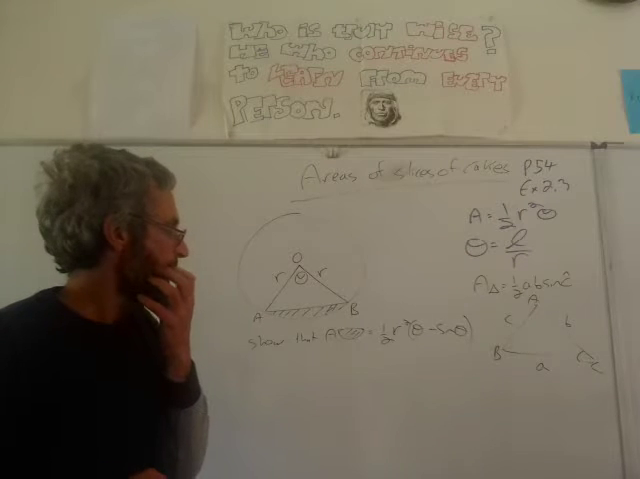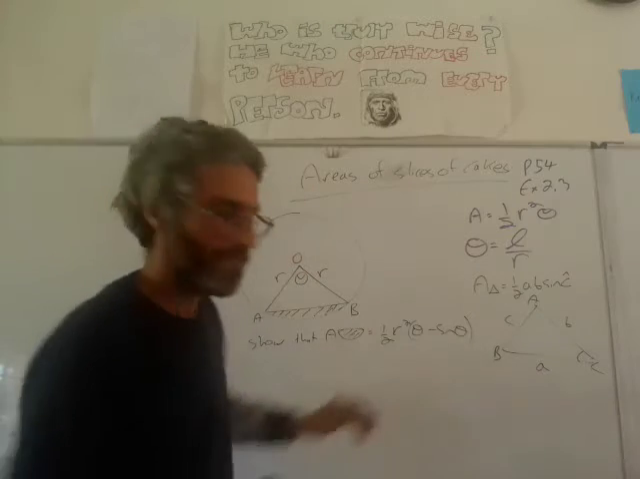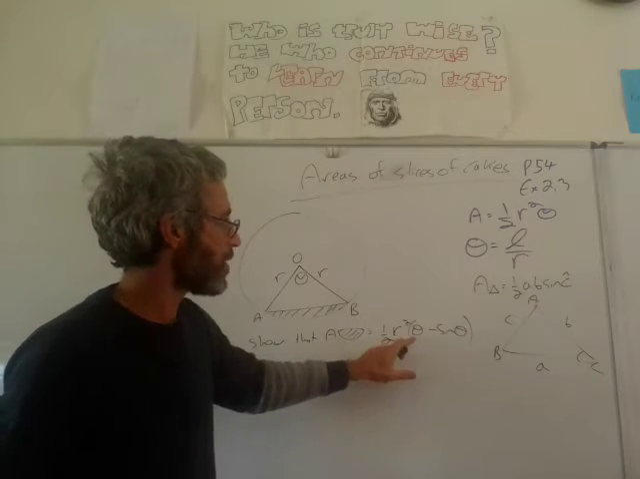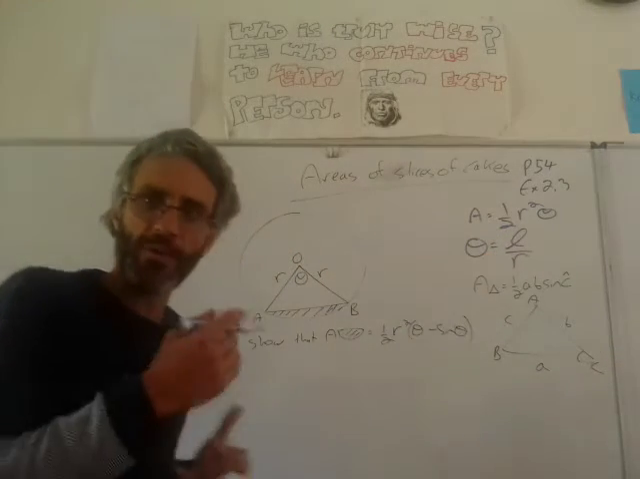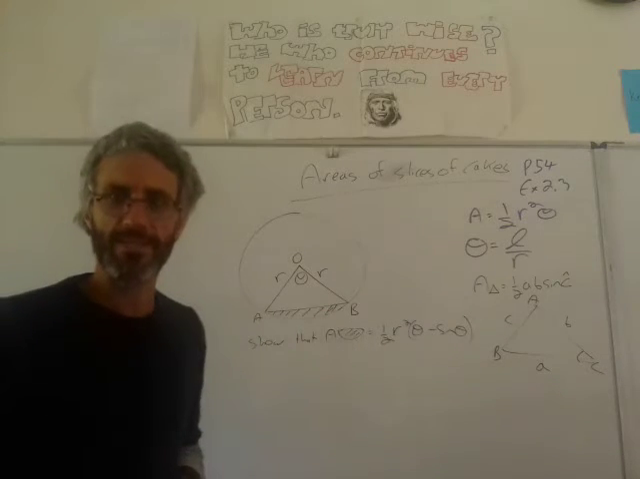Now, I can see that if I start opening these brackets, foiling them, I can see my half r squared theta. Half r squared theta. Okay? So it can put me in the right direction. How would I find the area of this watermelon slice?